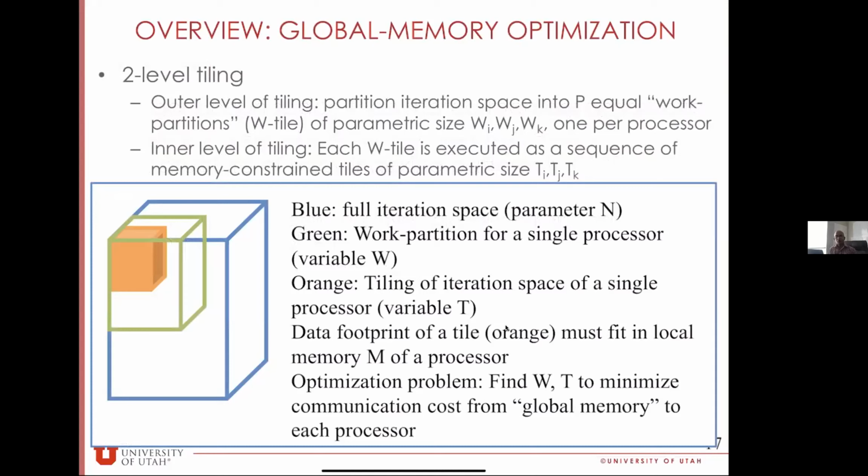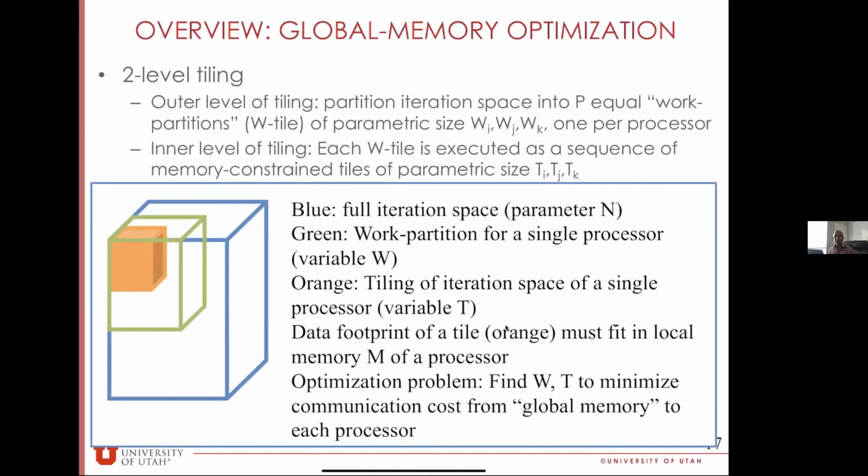So we modeled the global memory optimization problem as a two-level tiling problem, where at the outer level of tiling, we're going to partition the iteration space, the full problem iteration space, into P equal work partitions. This is what we'll call a work tile or work partition of some parametric size Wi, Wj, Wk that are yet to be determined, one per processor. And then there is an inner level of tiling where each of these work partition tiles is going to be executed as a sequence of memory constrained tiles of parametric tile size Ti, Tj, Tk.